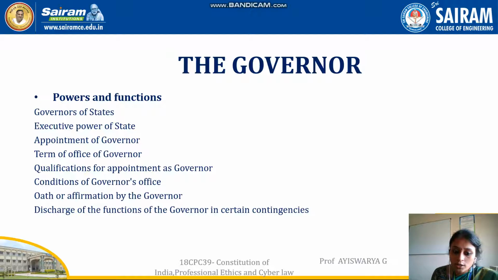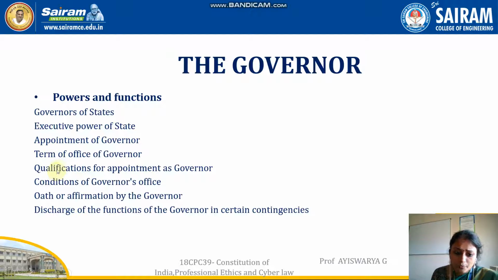Subject to the provisions of this article, a governor shall hold office for a term of 5 years from the date on which he enters upon his office. So for 5 years he can hold this office. And he himself needs to give his resignation while leaving the office. So this is what is said in the term of office of governor.